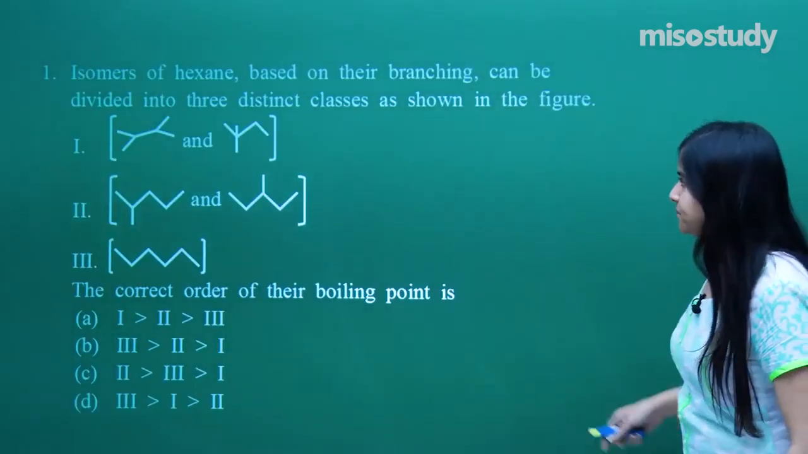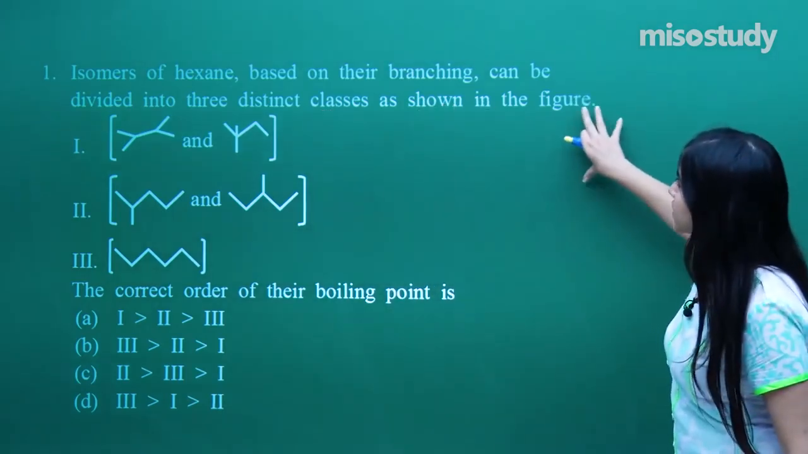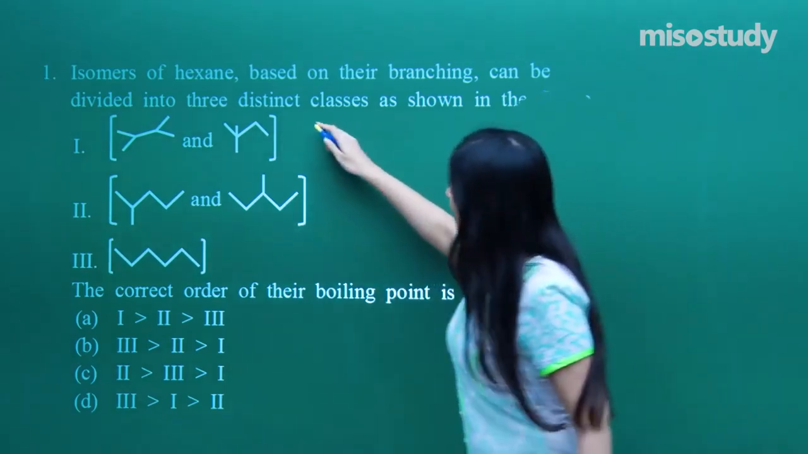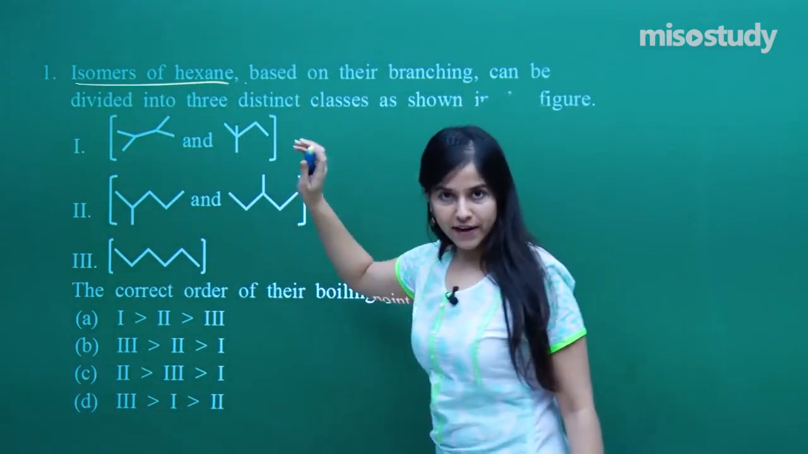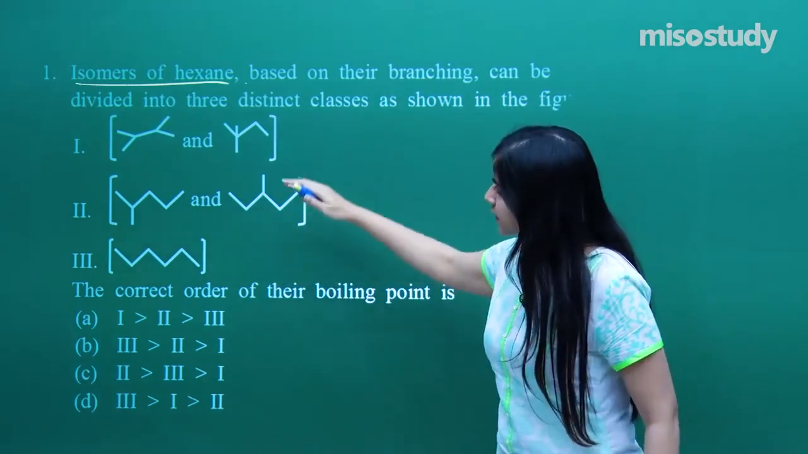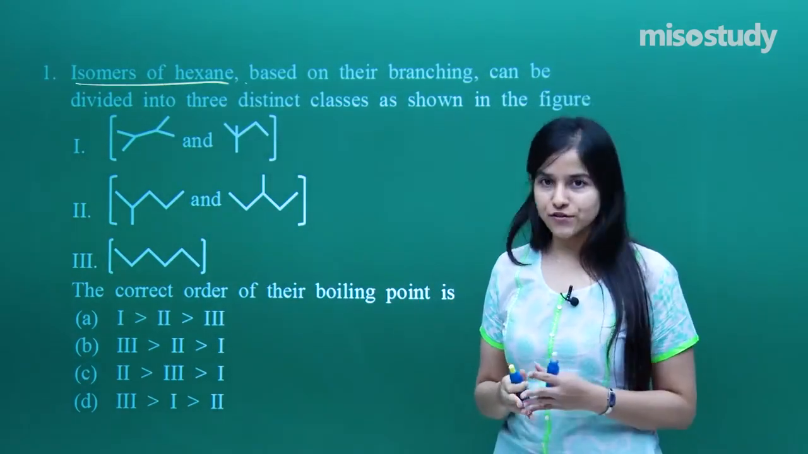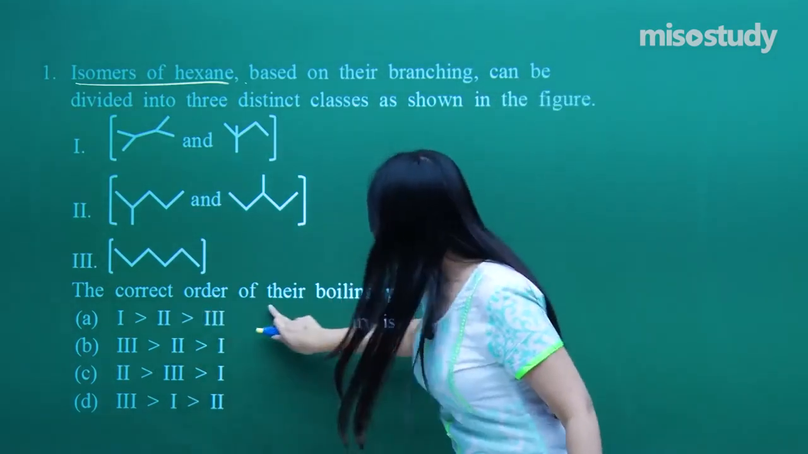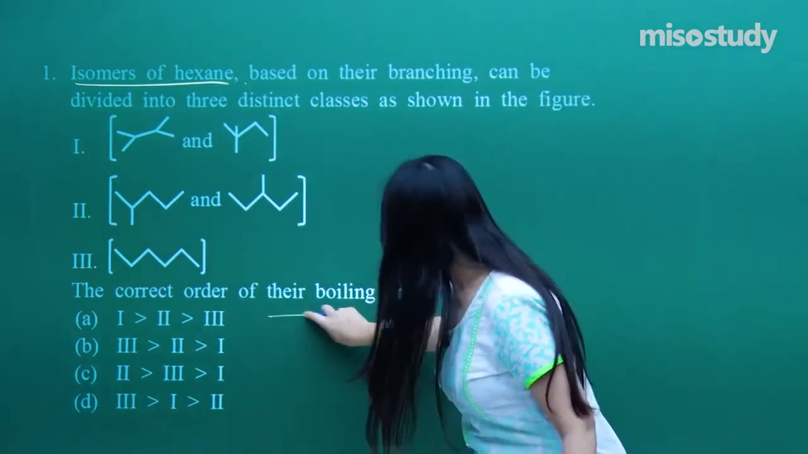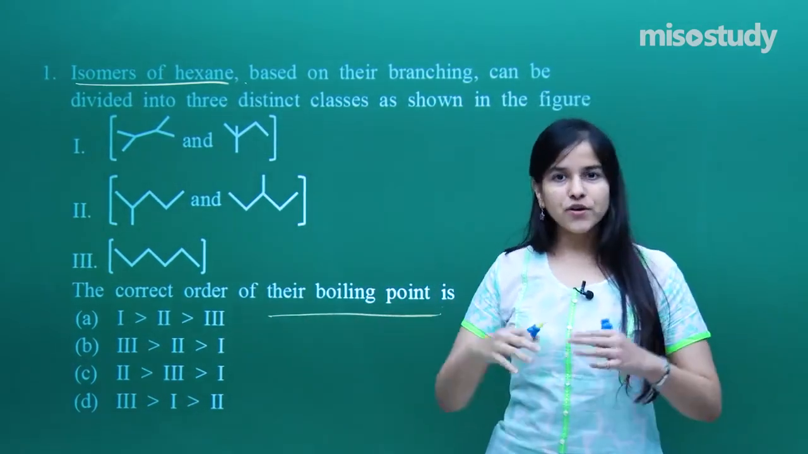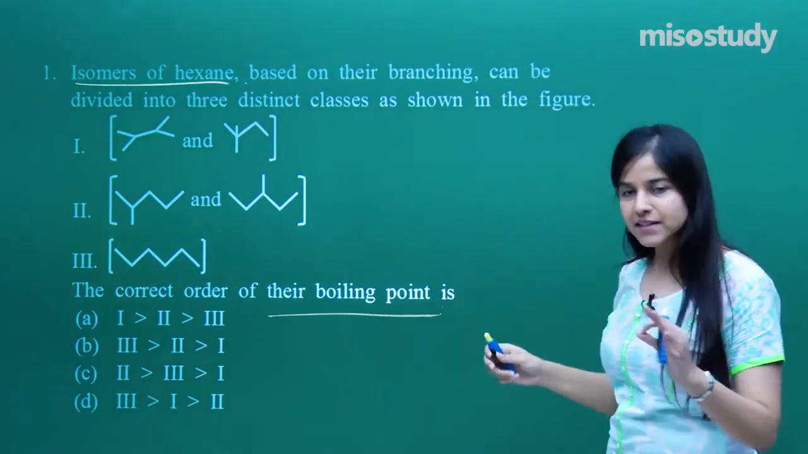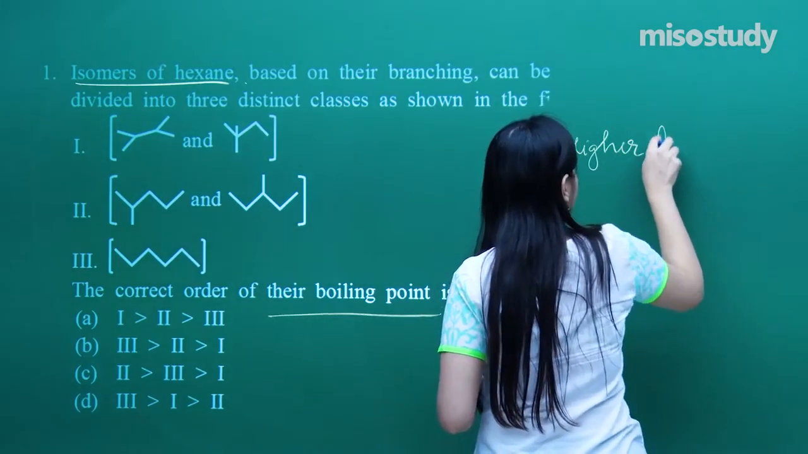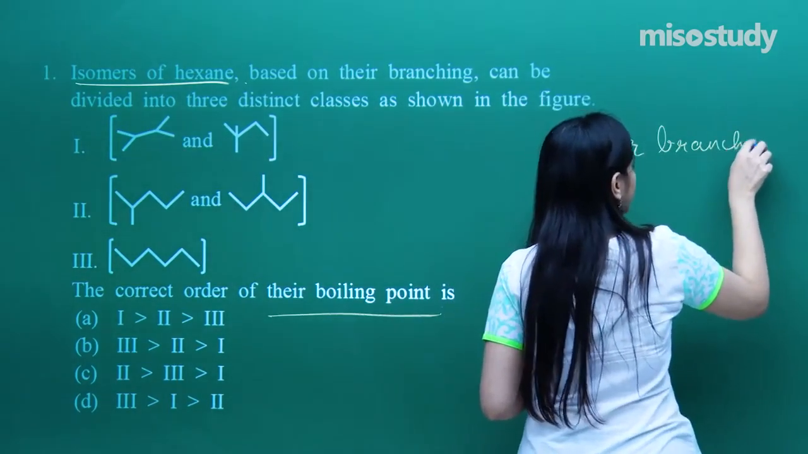What do we have? Isomers of hexane, based on their branching, can be divided into three distinct classes. That means they have given isomers of hexane in three different classes. You need to find out, based on the branching, the correct order of their boiling point. So we all know, higher the branching, lower is the boiling point, and that is the main thing over here. Higher the branching, lower the boiling point.